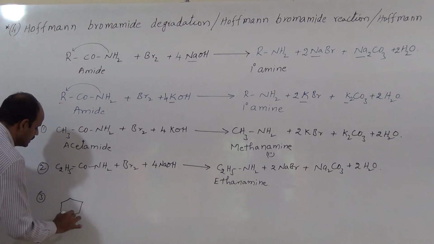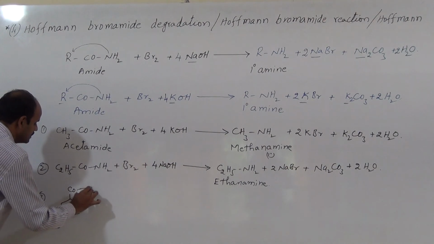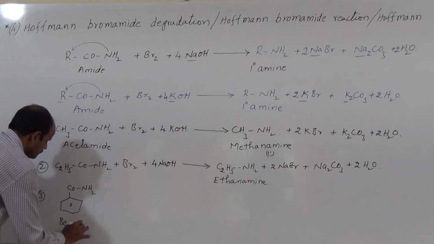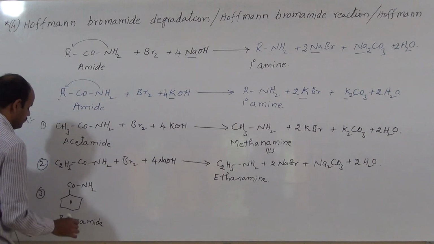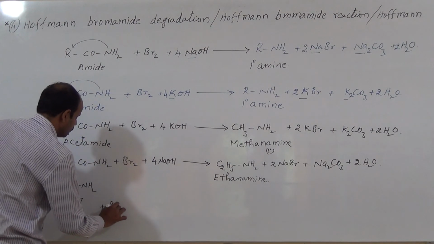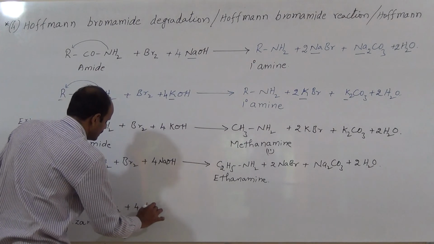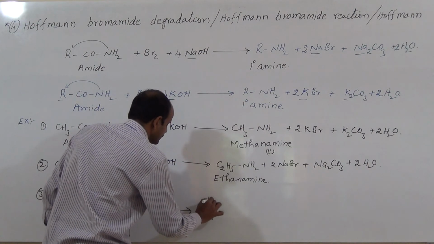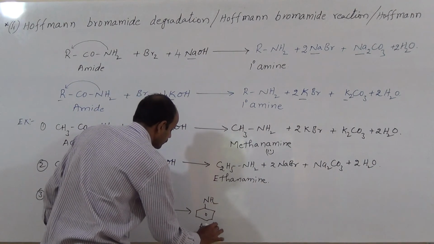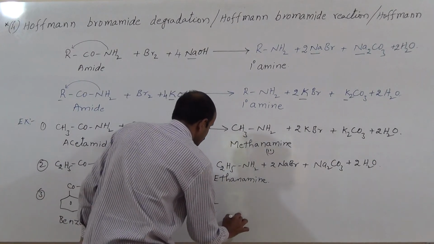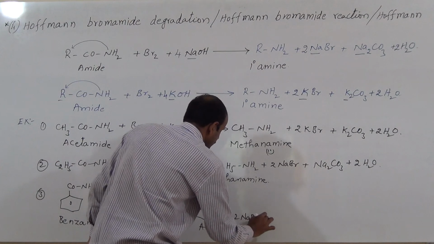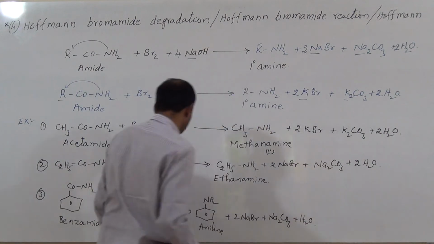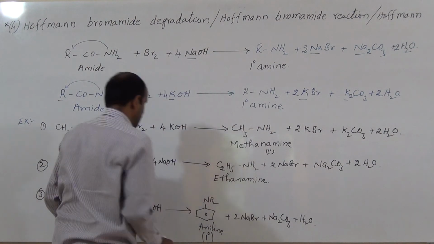And instead of that one, you can take an aryl group also. Instead of R, you can take an aryl group, that is C6H5CONH2. This is benzamide, which reacts with bromine in the presence of sodium hydroxide. Then we get aniline, C6H5NH2, with removal of sodium bromide, sodium carbonate, and water. So aniline is also a primary amine.